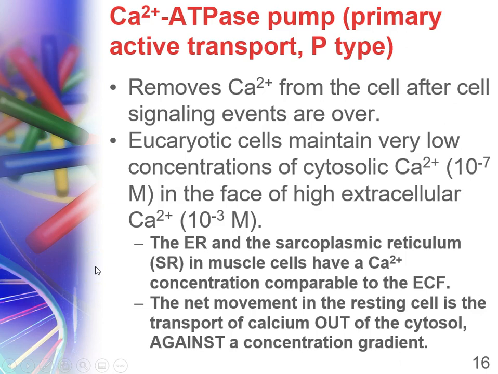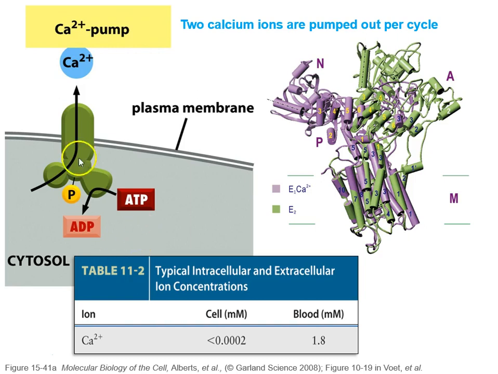There are also calcium pumps in the ER and the sarcoplasmic reticulum, but the net movement in the resting cell is transport of calcium out of the cytosol. So it can go out of the cytosol by leaving the cell entirely, or it can be pumped into the endoplasmic reticulum or the sarcoplasmic reticulum if you're a muscle cell, and in that way the calcium also leaves the cytosol. The way that this works is that 2 calcium ions are pumped out per cycle. So that's shown right here. The stoichiometry isn't shown, but the calcium ions are pumped out of the cell.